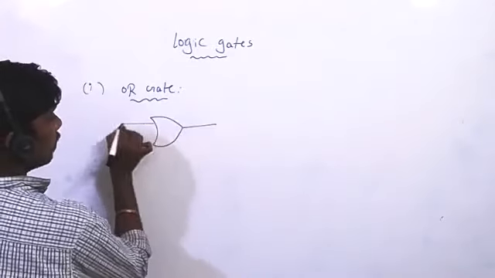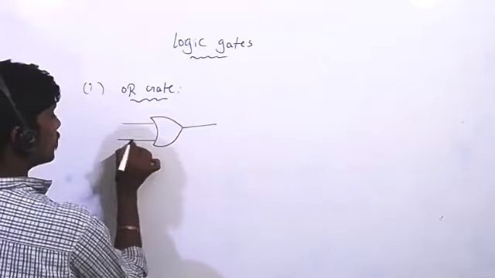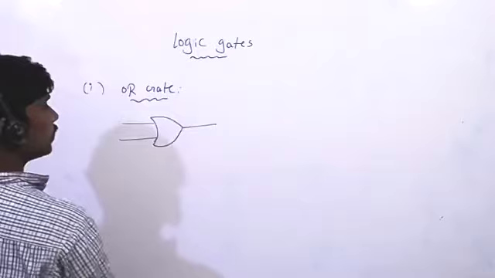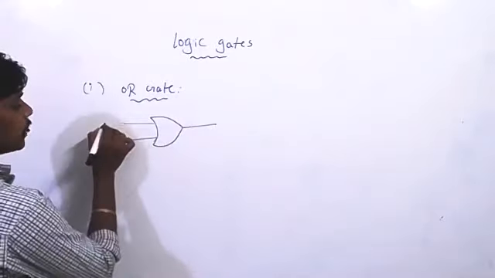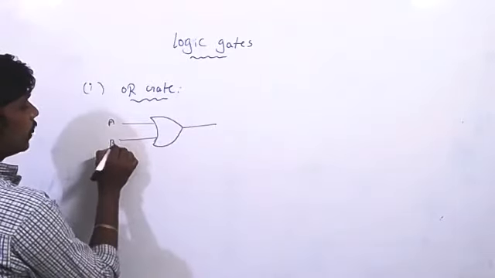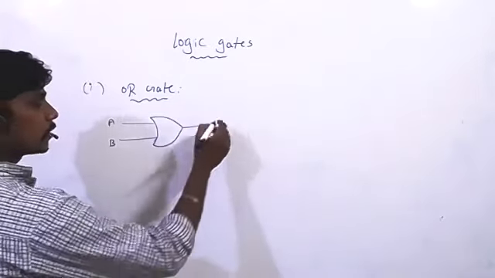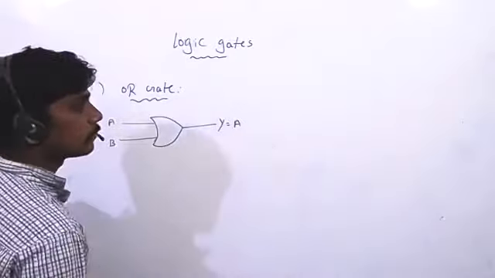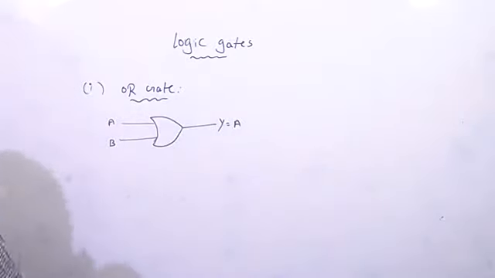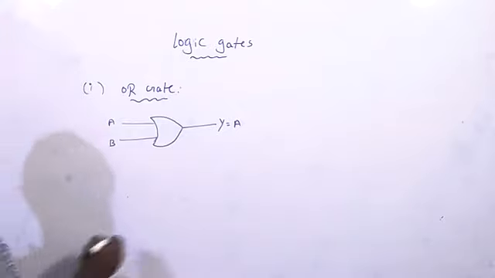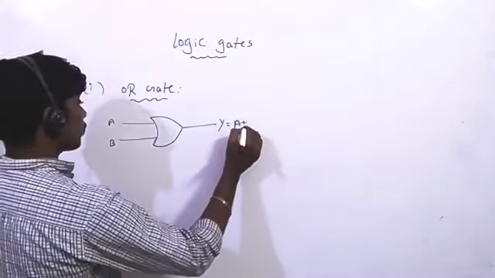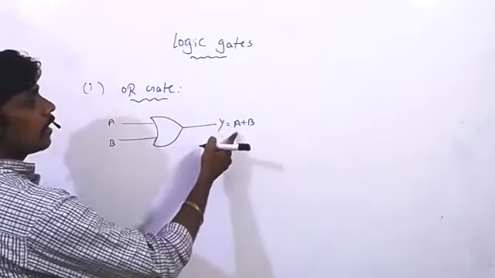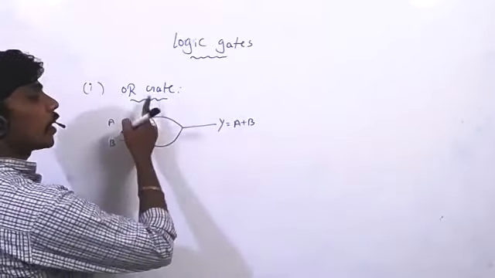Definitely you have to remember this diagram, no doubt in that. Here two inputs are there. One is A, one is input B. Then the output I will take as Y. So Y equals A plus B. The sum of the inputs is what you get as the output in the OR gate.